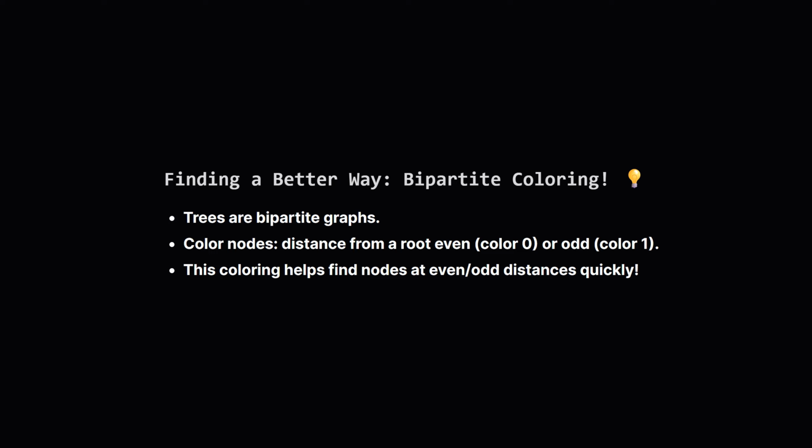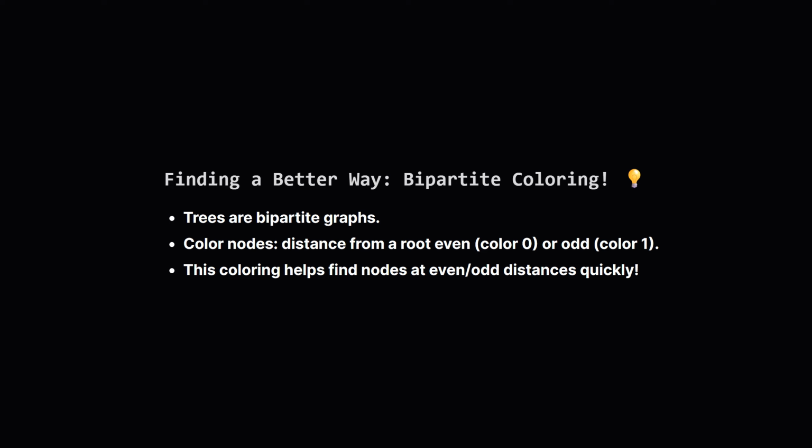Here's a neat trick. Trees are what we call bipartite graphs. This means we can color their nodes with two colors, say black and white, such that no two nodes of the same color are directly connected by an edge. A practical way to do this is to pick a root, say node 0. All nodes at an even distance from this root get one color, e.g. white or color 0, and all nodes at an odd distance get the other color, e.g. black or color 1.